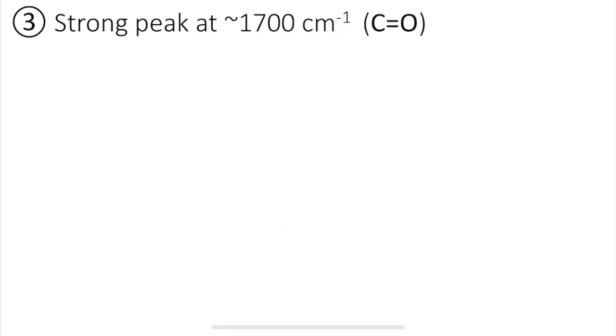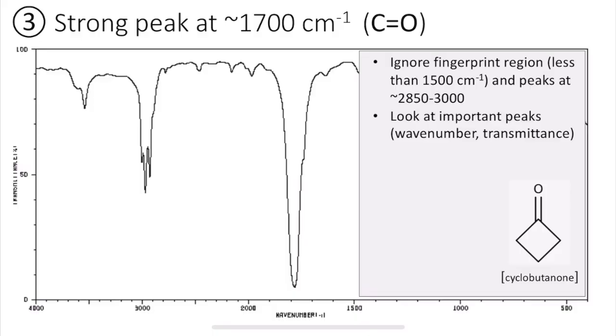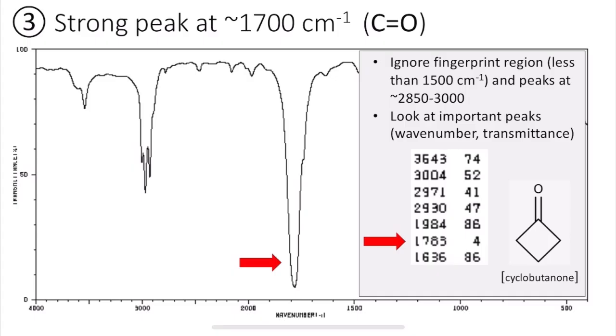Next thing to check is if there is a really strong peak at 1700 or around that area. This is due to the carbonyl group, or the C double bond O. For the IR spectrum of cyclobutanone, for example, you will be able to see the highest absorbance at 1783.